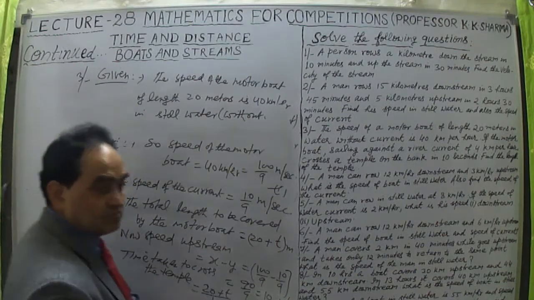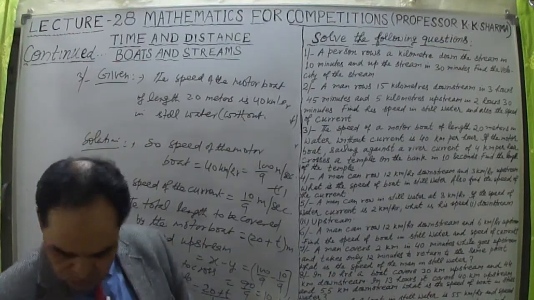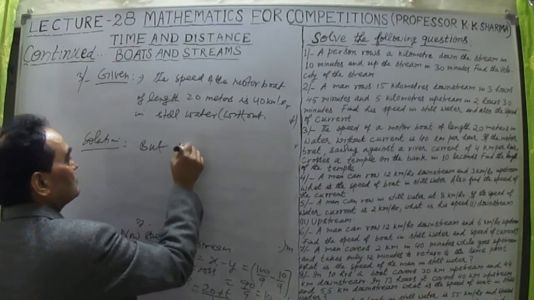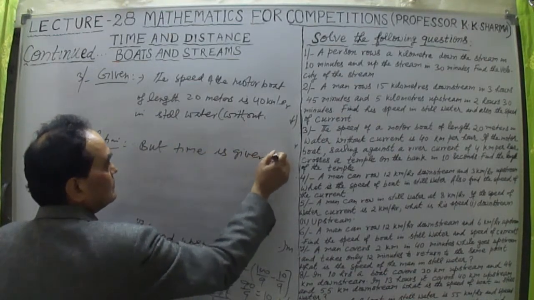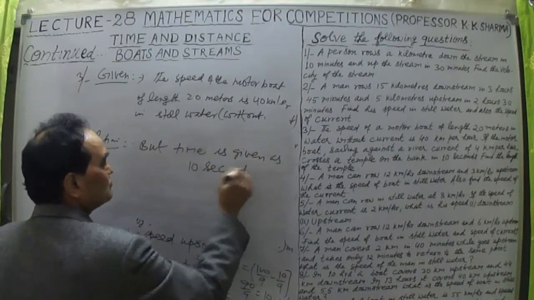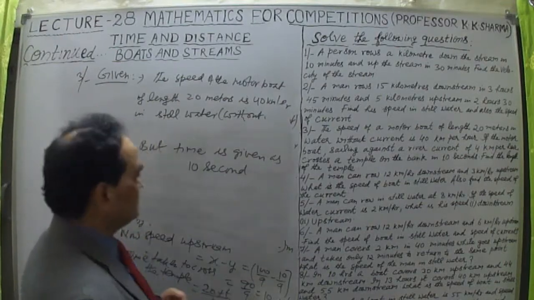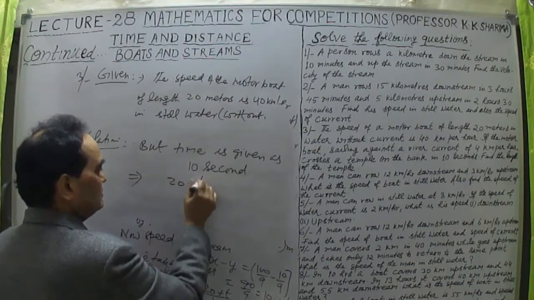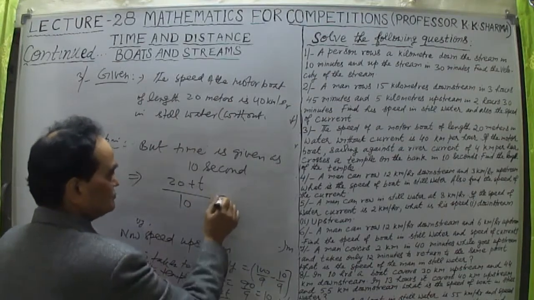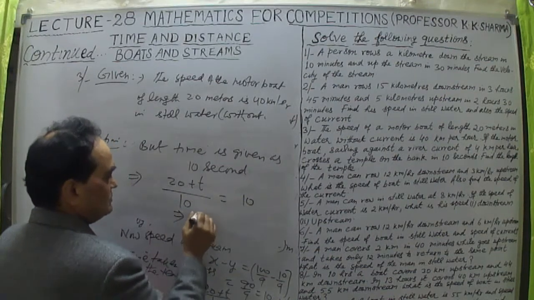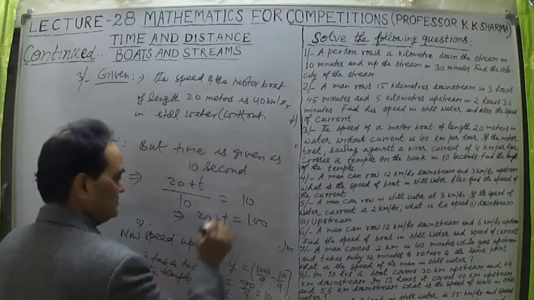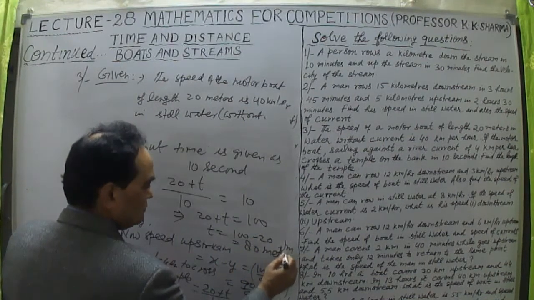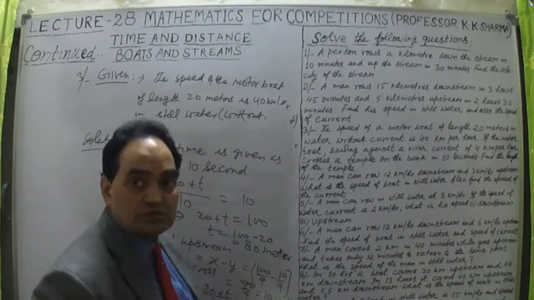This is the time, but this time is given to us as 10 seconds, because it says that the motorboat crosses the temple in 10 seconds. What is the length of the temple? So this time, 20 plus t upon the speed of 10 meter per second, is equal to 10 seconds. This implies that 20 plus t is equal to 100 by cross multiplying, and t is therefore 100 minus 20, that is 80 meters. This is the answer here. Try to understand. So the length of the temple is 80 meters.